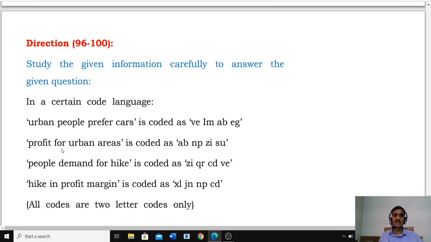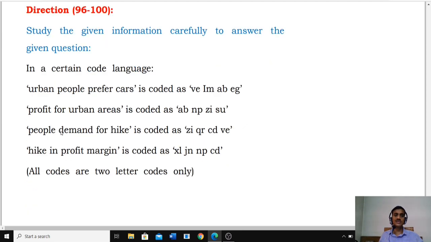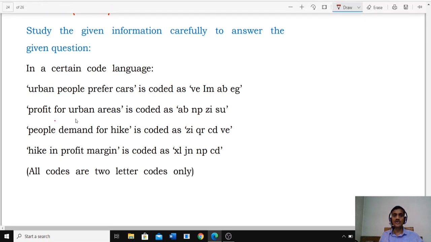95 choice 2. Question numbers 96 to 100, these 5 are based on coding and decoding. Urban people prefer cars. Profit for urban areas. Now if you compare these two, which word is common? Urban is the only word that is common between these two. As urban is the word that is common, the code that is common is AB. And the code given to the word urban is AB.